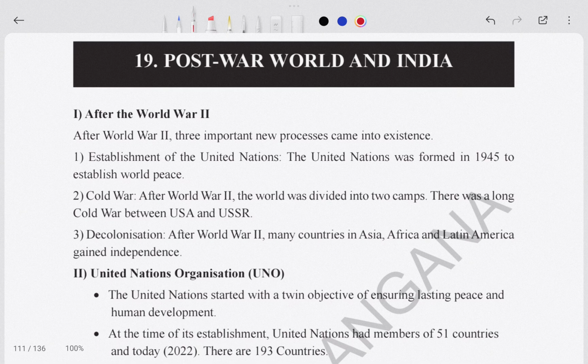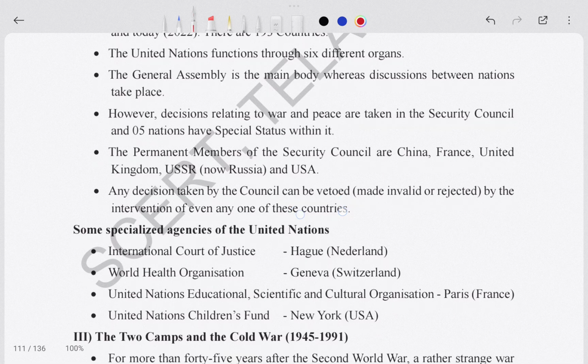Welcome to the South Education Academy, and today we are going to talk about Social Studies Chapter 9, Post-War World and India. So we are going to see the repeating and most important questions of our board examination of Telangana. So let's start it here.